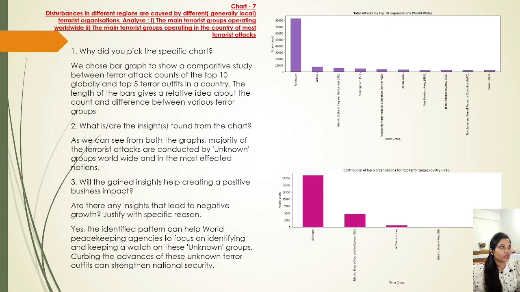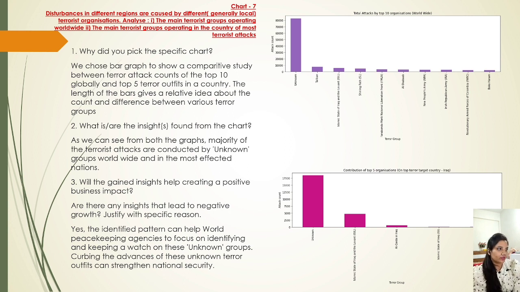So here we are at chart 7. Disturbances in different regions are caused by different local terrorist organizations. Analyze the main terrorist group operating worldwide, and the main terrorist group operating in the country with the most terrorist attacks.